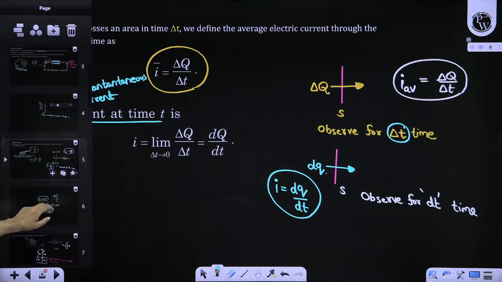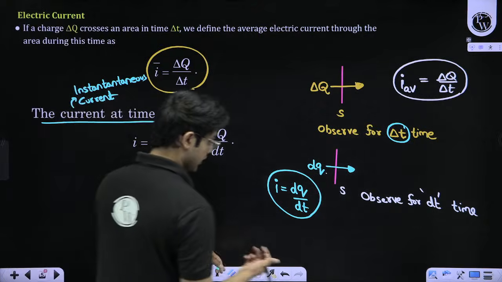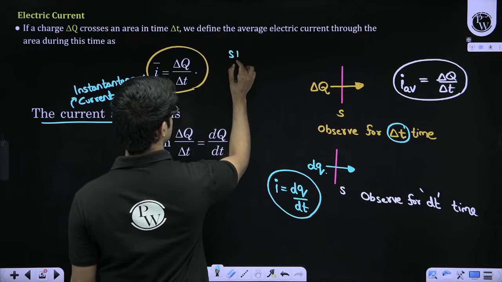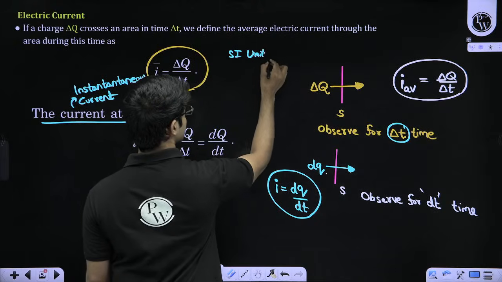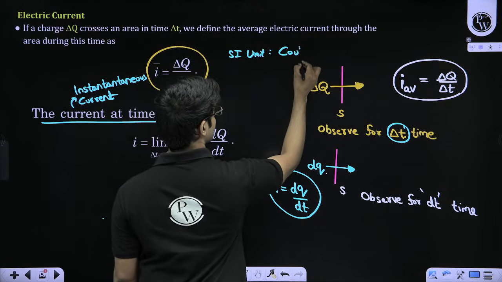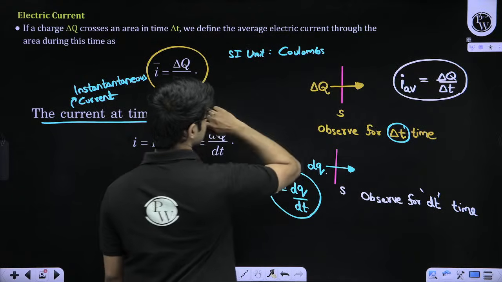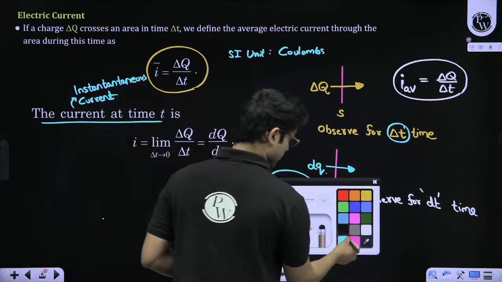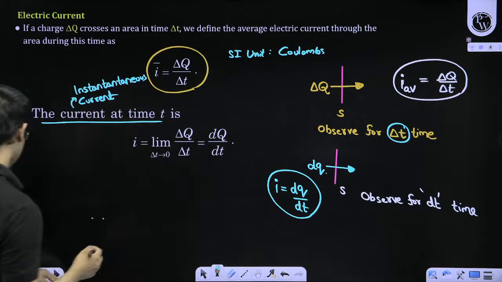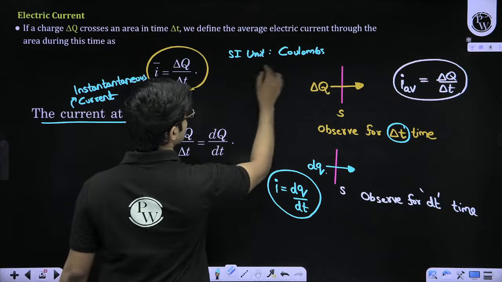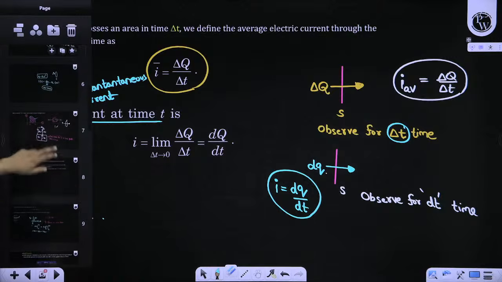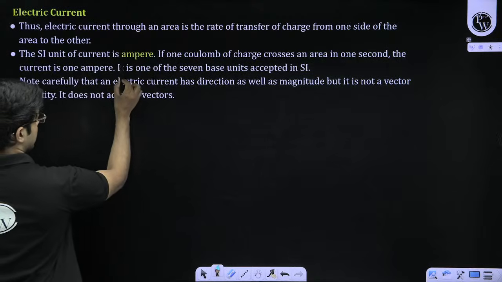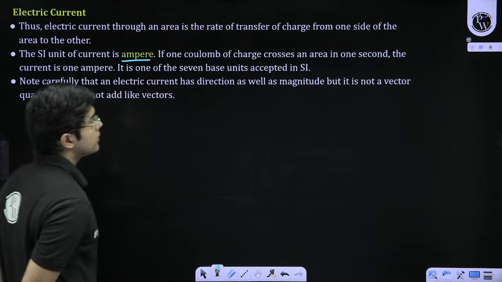Okay. So other than that, the SI unit of electric charge, I guess all of you know, is coulombs, right? This we already covered in the electrostatics chapter. And the SI unit of current is ampere, AMPERE, and 1 ampere.